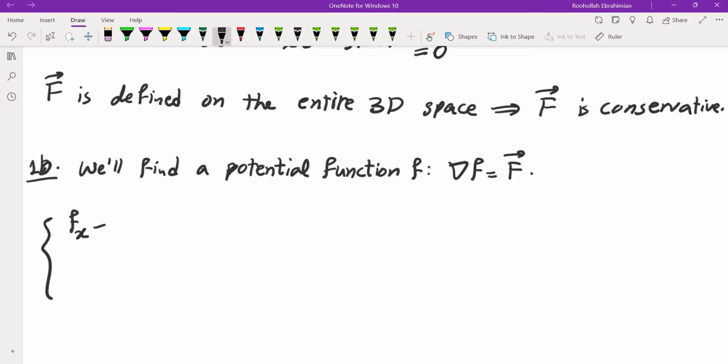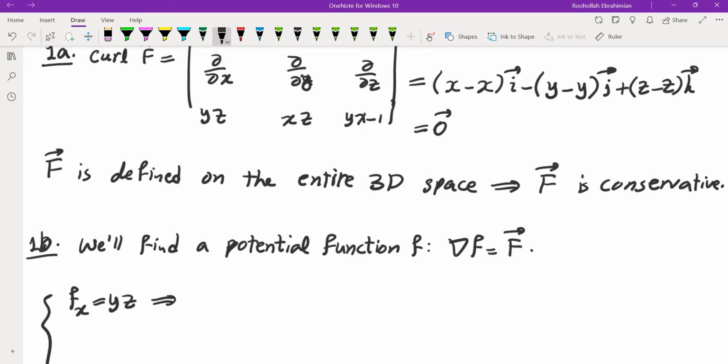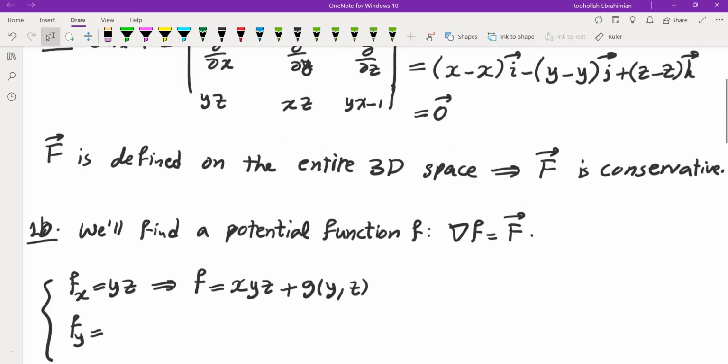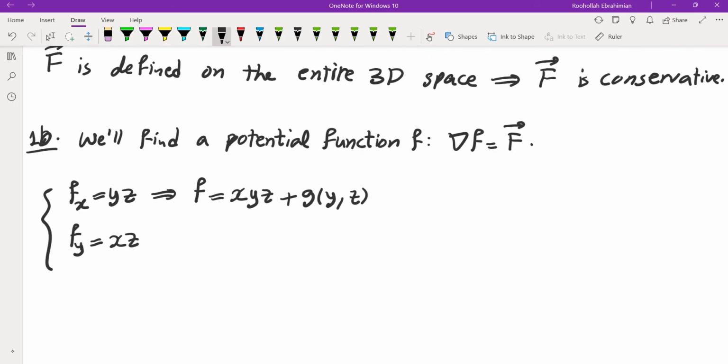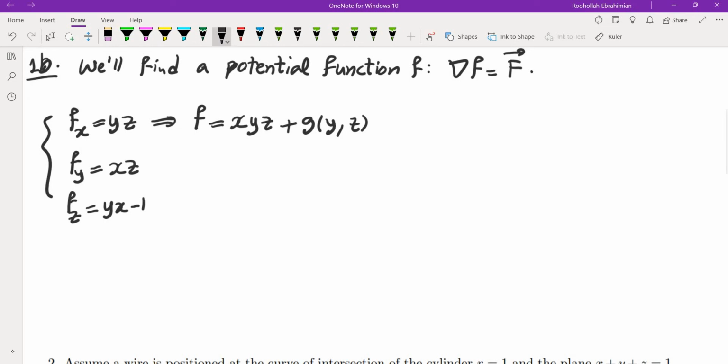It means f sub x is equal to yz. We'll take that and integrate it with respect to x. So we get f is xyz plus a function of y and z. The partial with respect to y would have to be the second component, which is xz, and f sub z would have to be yx minus 1. I'm going to number these equations. We'll take the first one, what we got, and plug it into the second equation.